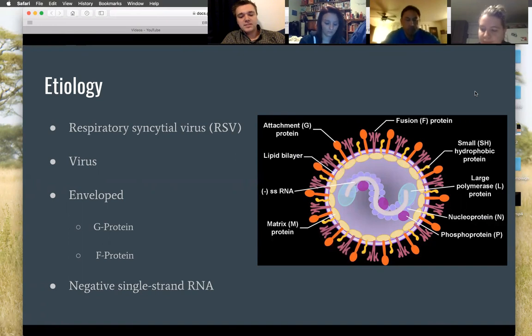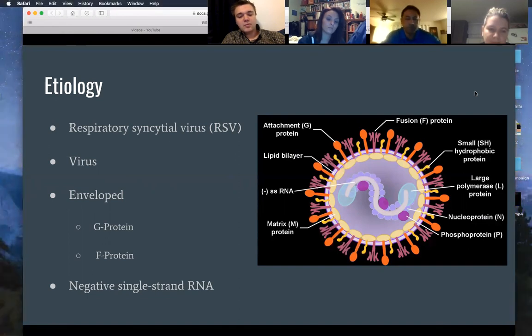RSV produces syncytia, which are large multinucleated cells. These cells are formed through the virus fusing the membranes of other cells together. RSV viral gene expression and RNA replication go on in the cytoplasm of the cell. These new virions acquire a lipid envelope by budding through the plasma membrane.